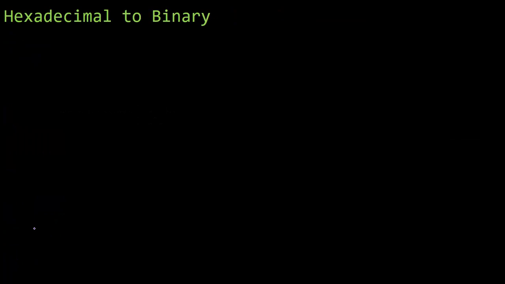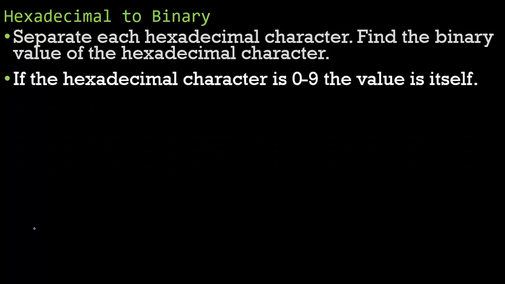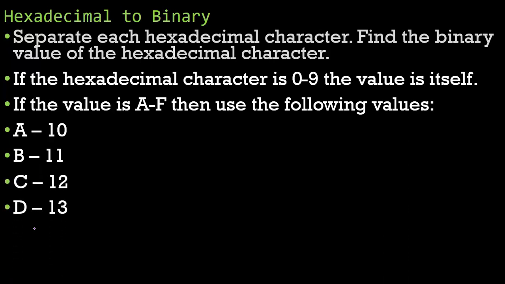All right, hexadecimal to binary. We separate each hexadecimal character. We find the binary value of the hexadecimal character. Easy. If the hexadecimal character is 0 to 9, the value is itself. Super easy. If the value is A to F, we use the following values. What comes after 9? A. Well, what denary value comes after 9? 10. A is equal to 10. What comes after 10? 11. What comes after A? B. And so on, all the way to F. C is 12. D is 13. E is 14. F is 15.